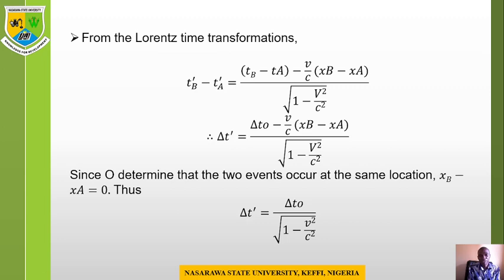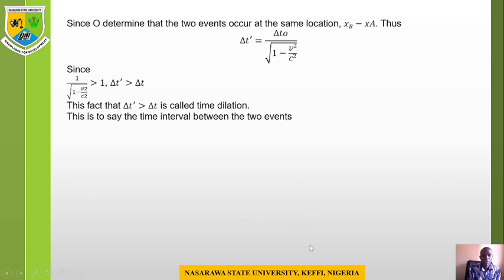Of course, it means the other part of the equation will be 0. If this is 0, then the whole of this will be 0. So we'll be left with change in t naught over the square root of 1 minus v squared over c squared. So this is the expression for time dilation, where O determines that the two events occur at the same location. Thus we have that, which is in the previous page.